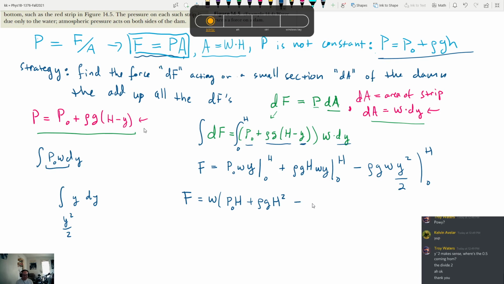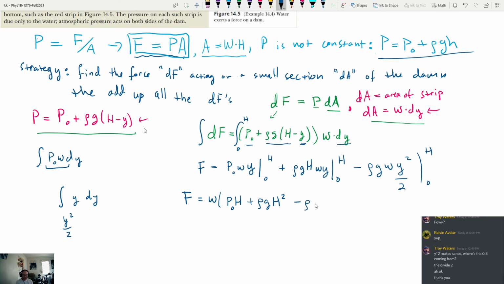And the final one is going to be minus rho G. Now we plug in H squared over 2. So our final answer is F is equal to P naught times H times W. And then these two terms, they subtract away, so you're going to get plus rho G H squared. There's also a W in this one divided by 2. So that's the force.